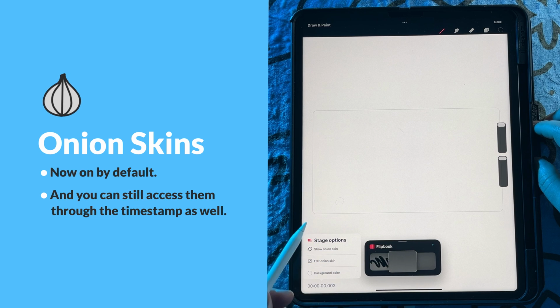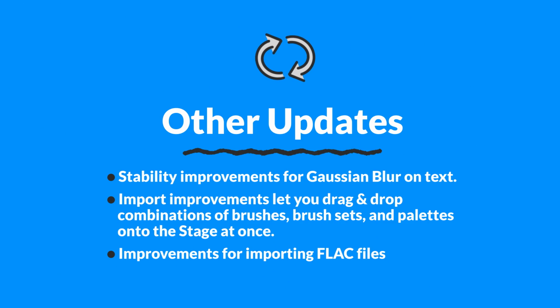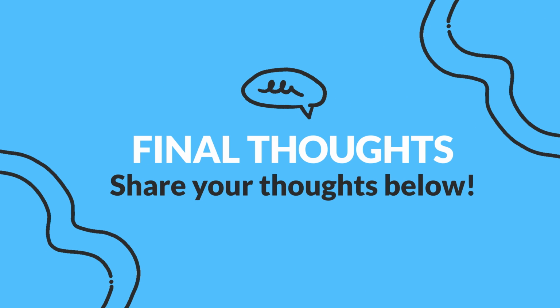And some additional improvements of this release include stability improvements for the Gaussian blur on text, import improvements that'll let you drag and drop combinations of brushes, brush sets, and palettes onto the stage at once, and lastly, improvements for importing FLAC files. I'm happy to see the Savage team continue rolling out these updates every week.